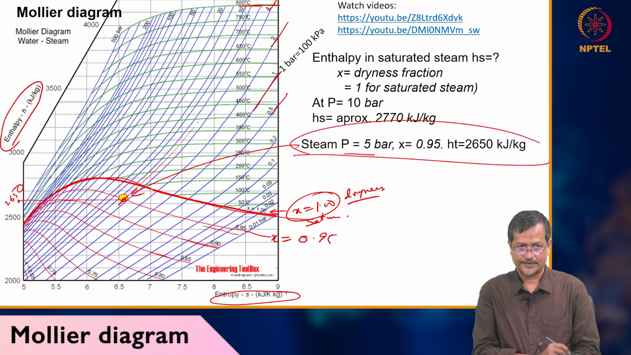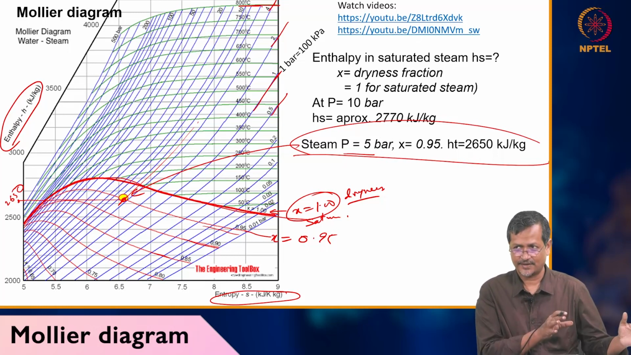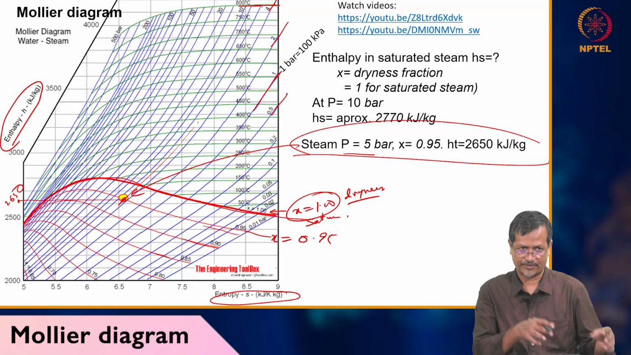So if some pressure or fraction or temperature, something is given, some other parameter can be calculated directly from this table. If it's not given, then you have to use the formula, or I'll be giving a steam table. From there you have to find.